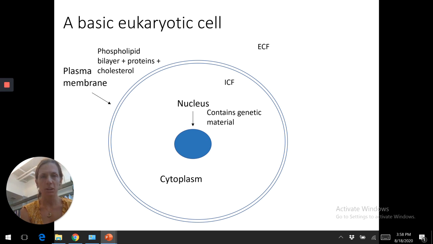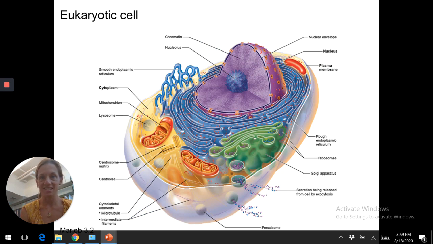Then we've got the cytoplasm. Cytoplasm is everything outside of the nucleus. Very broad term. It encompasses both the cytosol. What's another word for cytosol? ICF. The cytosol is actually the aqueous solution. And then the organelles. So cytoplasm equals cytosol plus organelles. So cytoplasm has a lot of components to it.